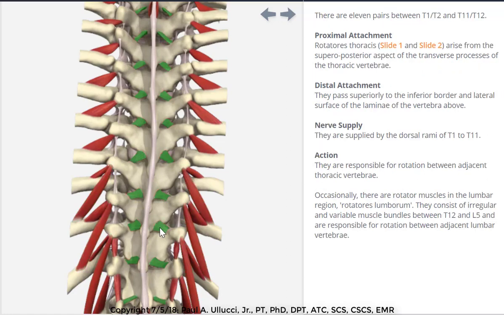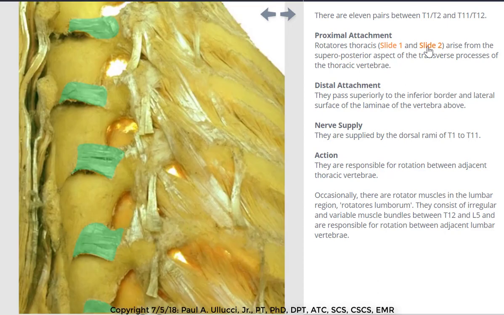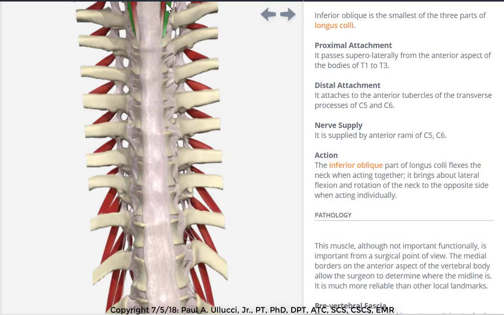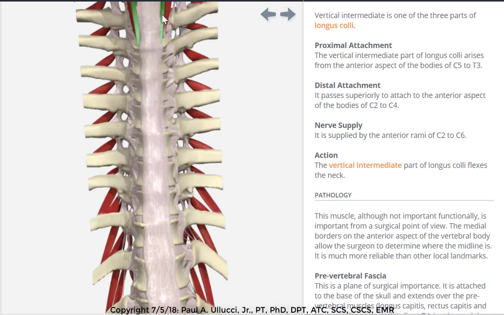This is the transversospinalis, which is a rotator of the thoracic spine. More detailed picture, you can actually see this muscle here is the transversospinalis, so the rotator of the thoracic spine. For those of you who remember from the cervical spine, this structure here in green is longus coli, and there are two heads of that little beastie.